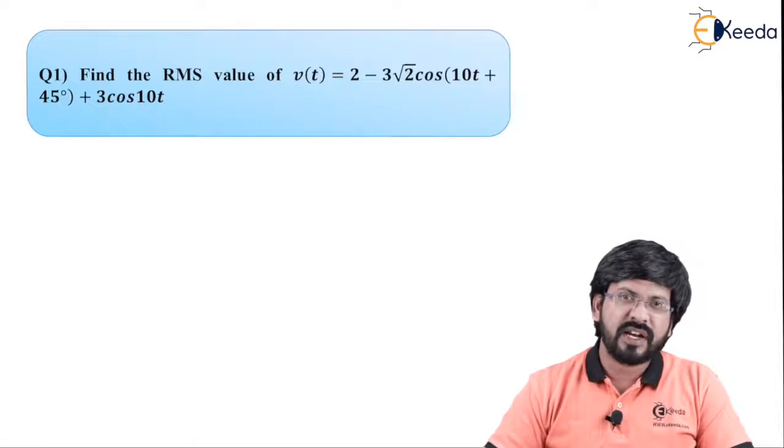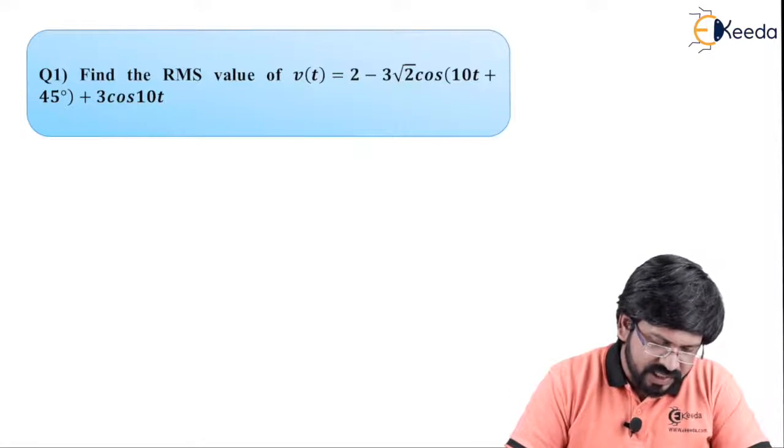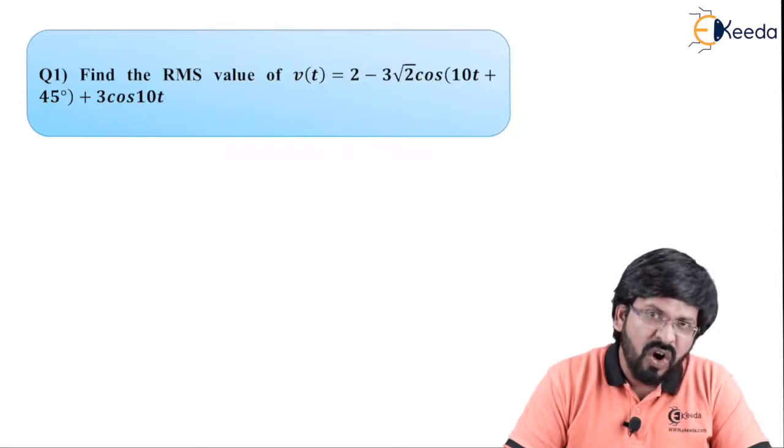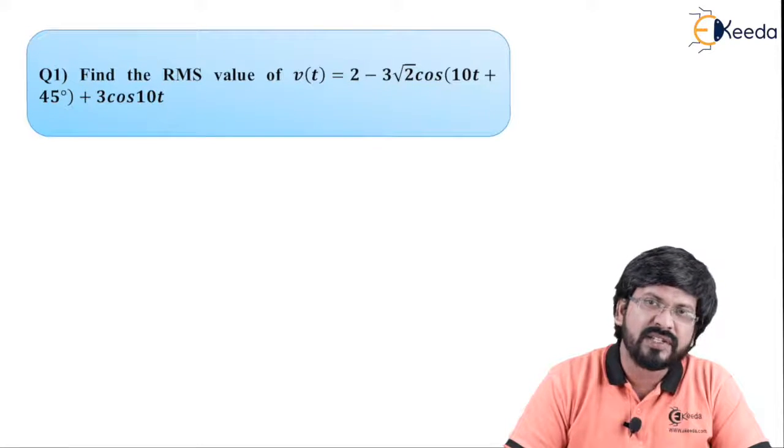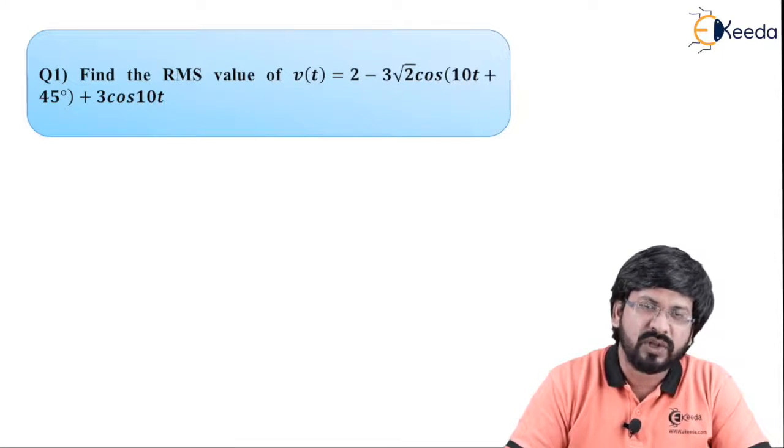Question number 1 is now appeared on your screen. It says find RMS value of V of t equal to 2 minus 3 root 2 cos of 10t plus 45 degree plus 3 cos of 10t. Let's see how to solve this.